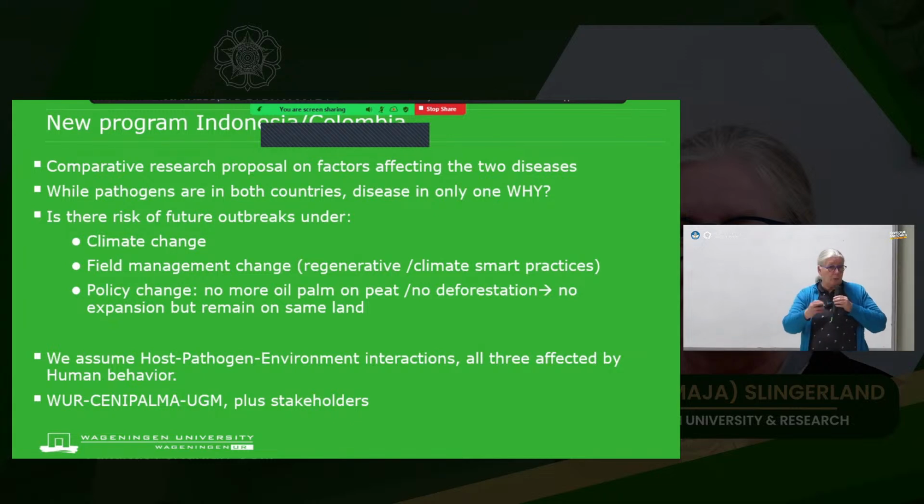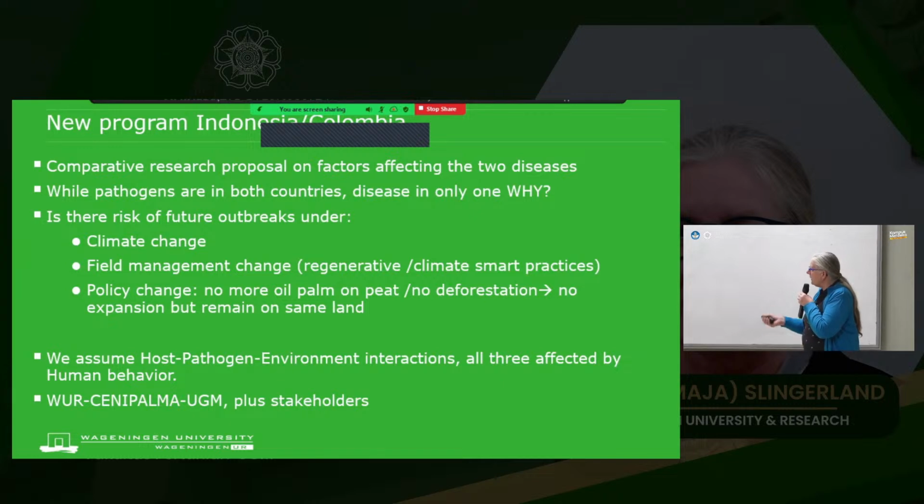Field management changes, people do other things in the field. And there is policy change, with European Union regulation, you're not allowed to sell any product anymore to Europe if it is from a forested area. It means that the palm needs to keep cycling on the same hectares, which will increase Ganoderma all the time. So it also will affect how much Ganoderma we have.